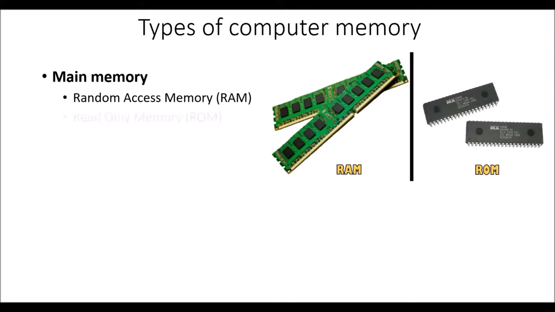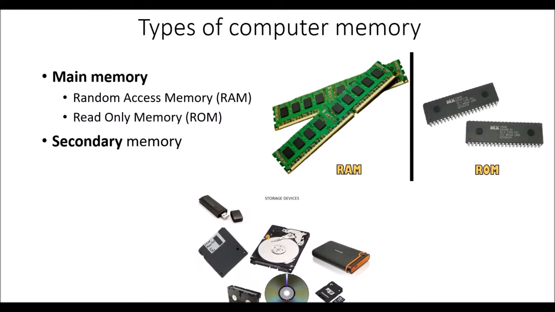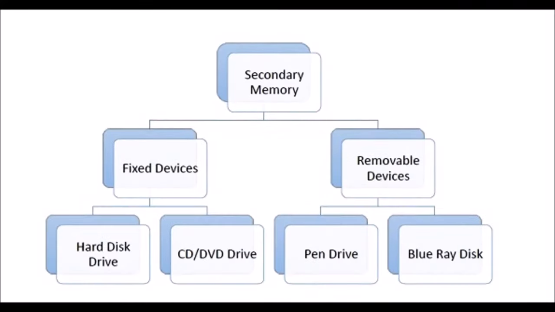Now, RAM stands for random access memory, then ROM stands for read-only memory. Then secondary memory, we do have a lot of them, as you can see from the picture. The most famous ones are hard drives or hard disk, then pen drive, memory card, and so on. Now, from here you can easily digest all the information I mentioned.